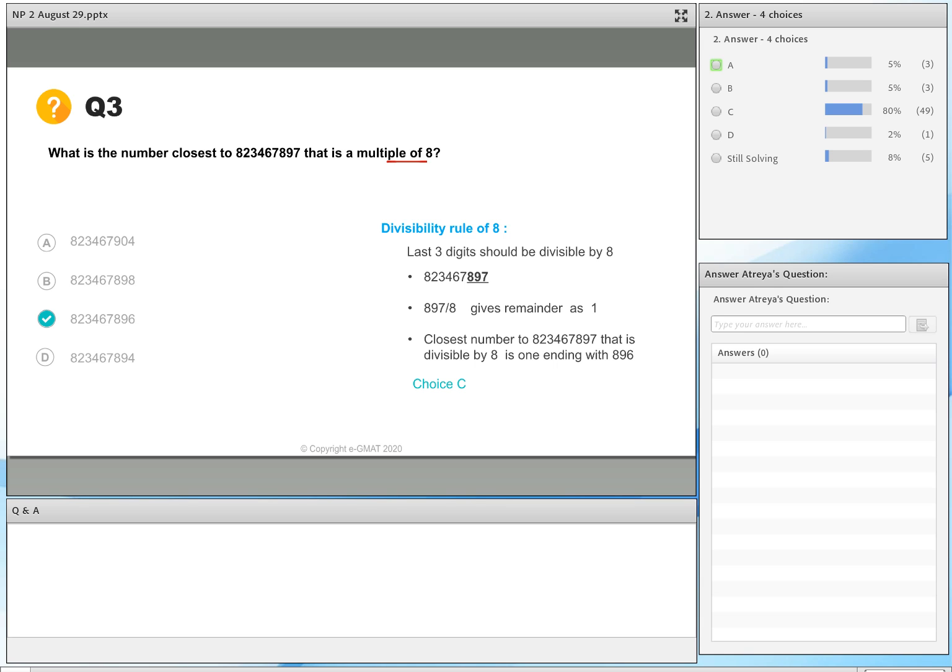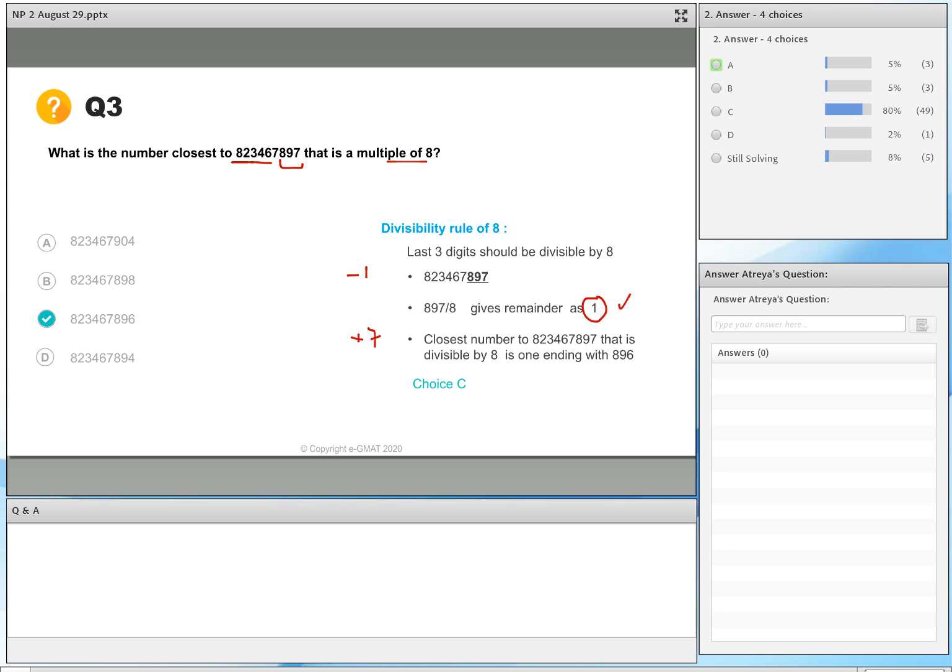So I do not consider anything in this number apart from the last 3 digits, which is 897. If I divide 897 by 8, I get a remainder of +1. Now, the two closest numbers to 897 that are divisible by 8 are either at a -1 or at a +7, right? Since the remainder over here is 1, I either subtract 1 or add 7 to get the next multiple of 8.